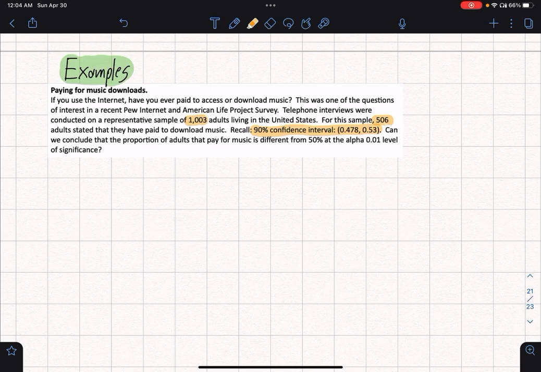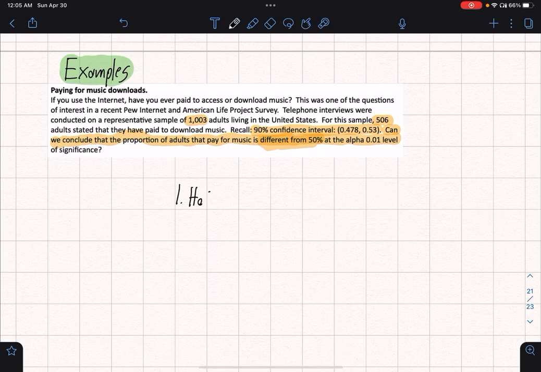Okay, so let's read this a little more closely. Can we conclude that the proportion of adults that pay for music is different from 50% at the alpha 0.01 level of significance? So notice we're being asked different from 50%. So different from, that should cue us that that is a two-sided test.